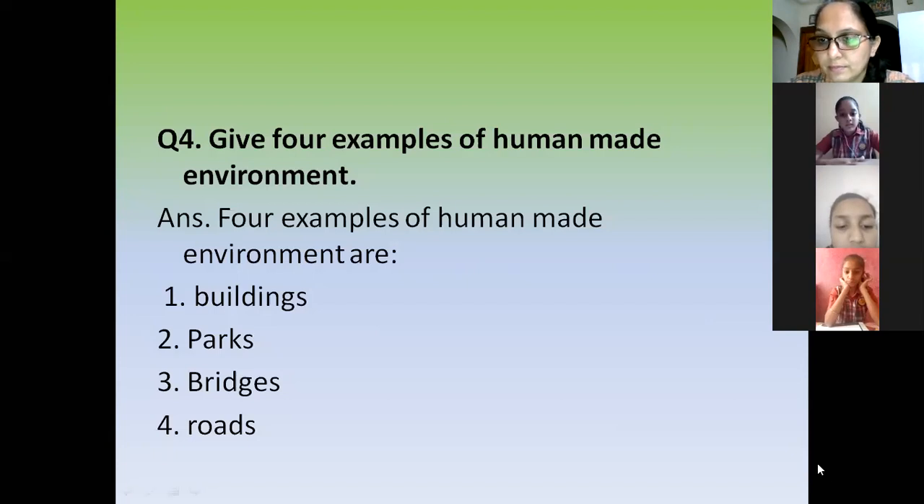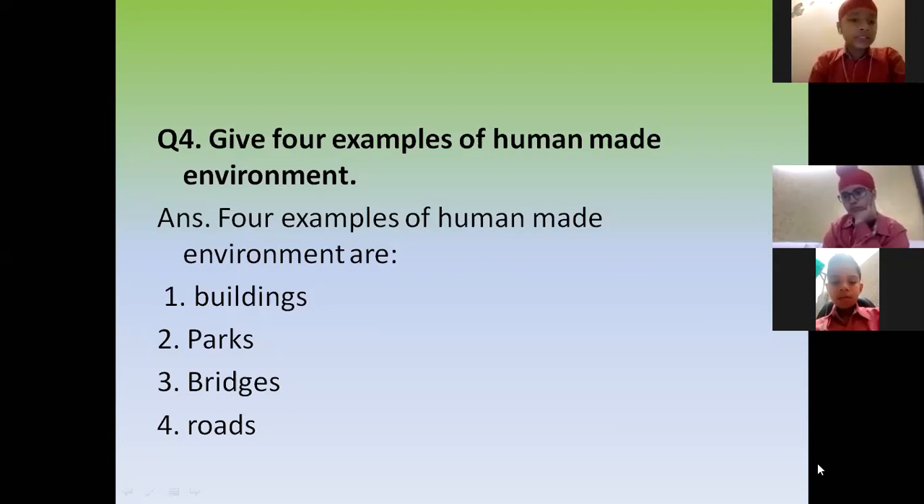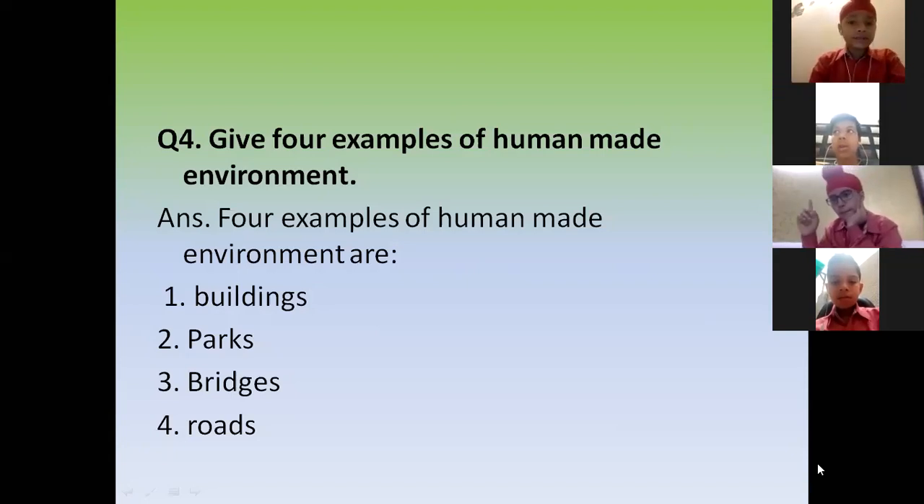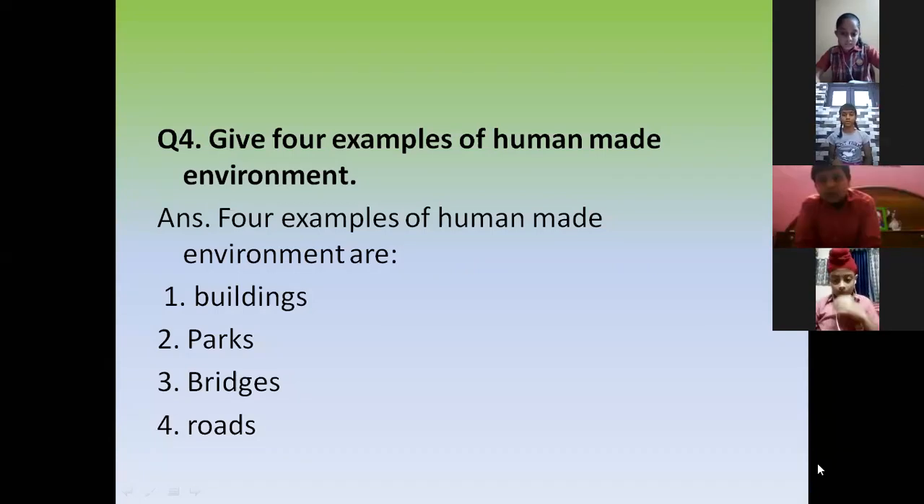Bhumi will answer. Schools and hospitals. Very good. Shubham: industries, very good. Factories. Khushmeet: malls. Very good. Arshveer. Offices. Yes, Ishika.